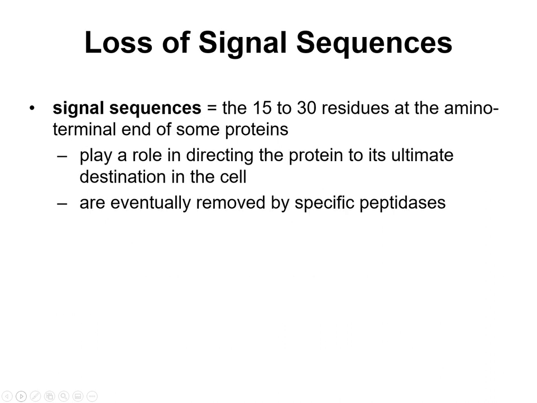A lot of proteins also have what's called a signal sequence, and that's 15 to 30 residues at the N-terminal end of some proteins. And this plays a role in directing the protein to its ultimate place where it needs to function. And these sequences are eventually removed by specific peptidases once they're sorted.